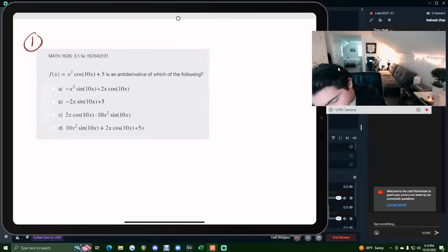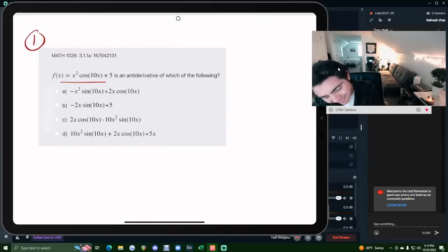Number 1, they say f of x is an antiderivative for which of the following. That's just another way of saying take the derivative of this and see which one of these you get. So we're just taking the derivative of this function. So we're finding f prime of x.